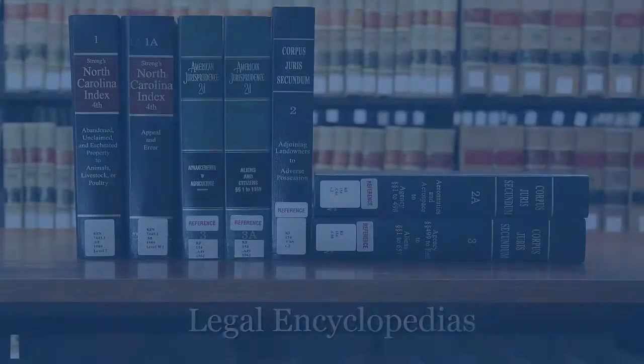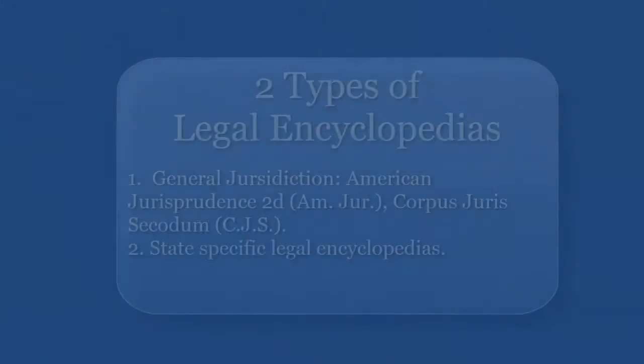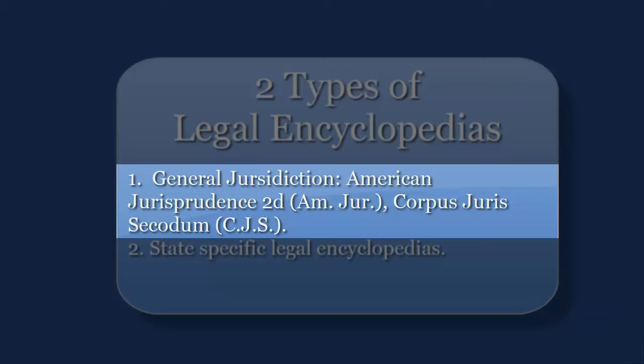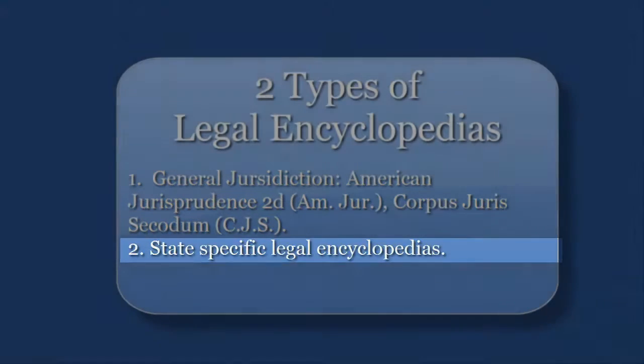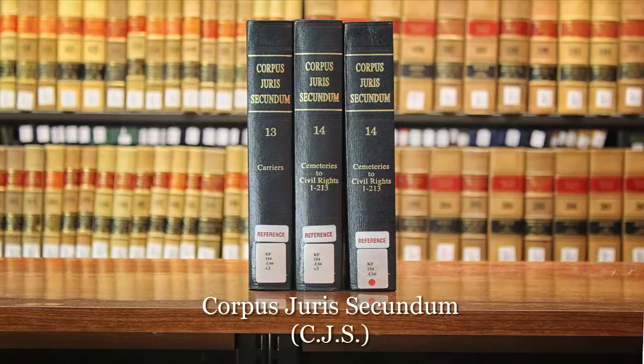Legal encyclopedias are an excellent resource to use in beginning a research project or if you're looking for a very broad overview of a topic. There are two types of legal encyclopedias, ones of general jurisdiction and state-specific legal encyclopedias. Two general jurisdiction legal encyclopedias are American Jurisprudence Second and Corpus Juris Secundum. You can find these volumes in print in the Law Library's reference section.